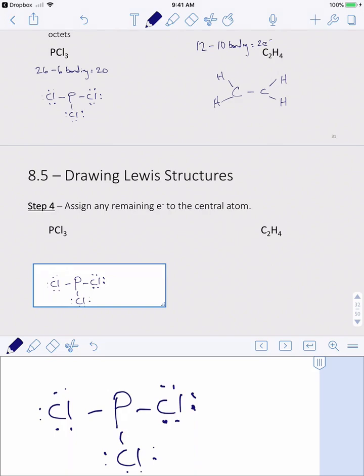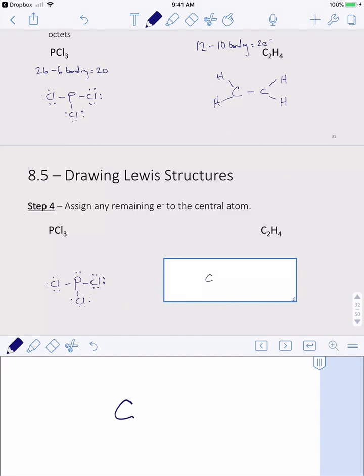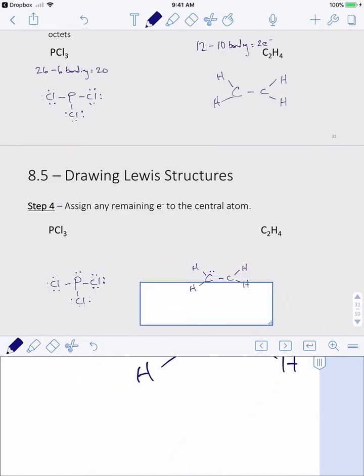And I had 2 remaining electrons that need to go on the central atom here. Okay, and then we go to our other structure. Carbon, carbon, hydrogen, hydrogen, hydrogen, and hydrogen, and we had 2 electrons, so we're going to just assign them to one of the central atoms. Sure, we'll put them right here. Okay, then we go on to the next step. Now all of the electrons are accounted for.